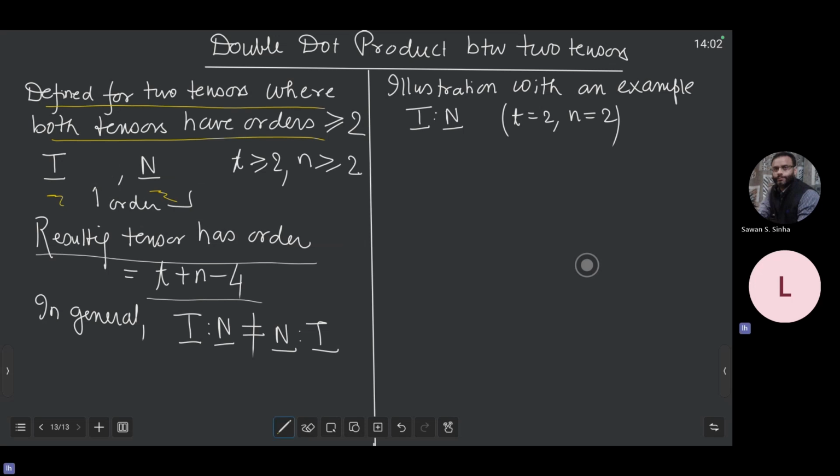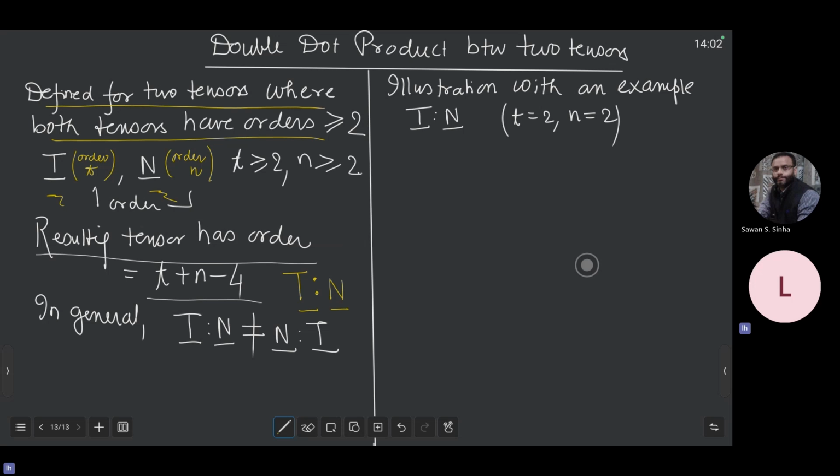So this is a tensor T, order is small t, which will be a whole number. N tensor, order is small n. Both are greater than or equal to 2. If you take a double dot product, it will result in a tensor of order t plus n minus 4. We denote this double dot product like this.